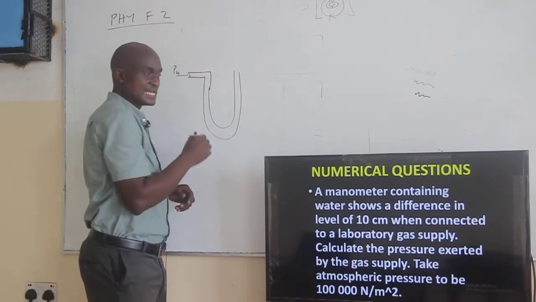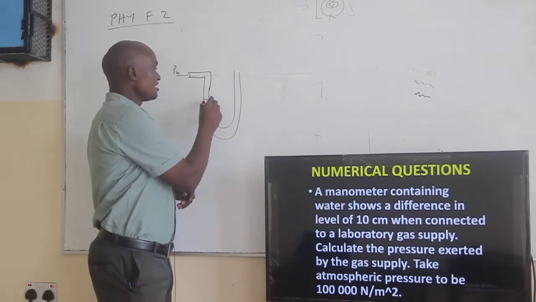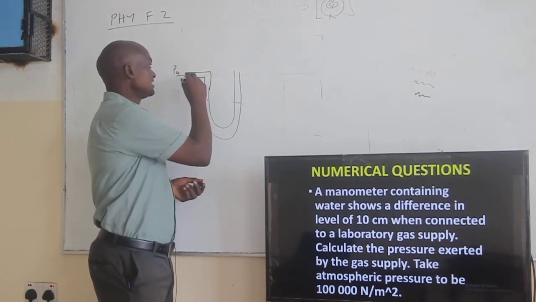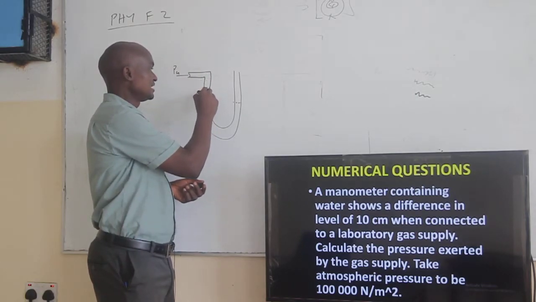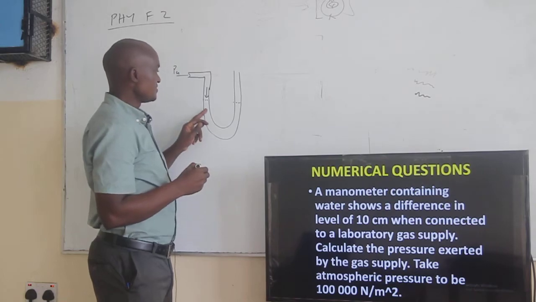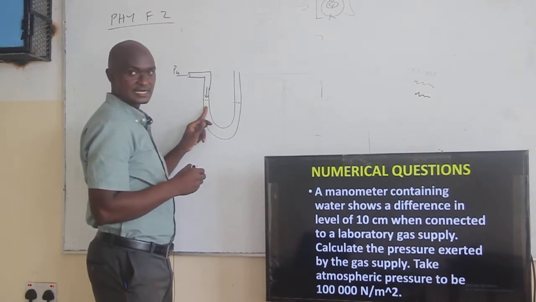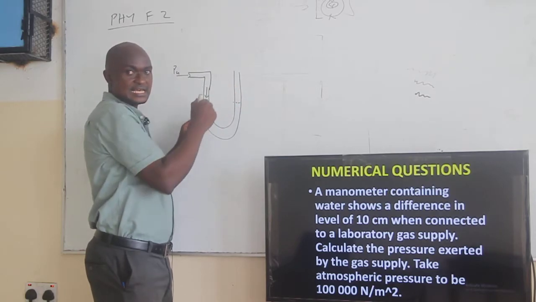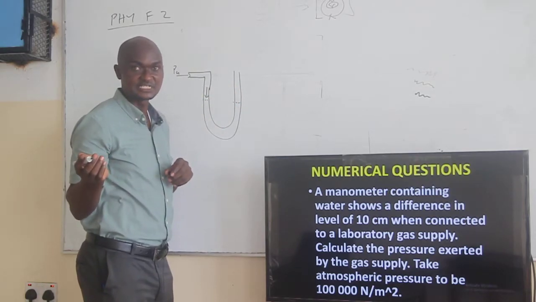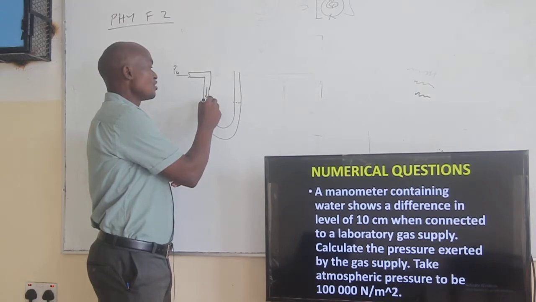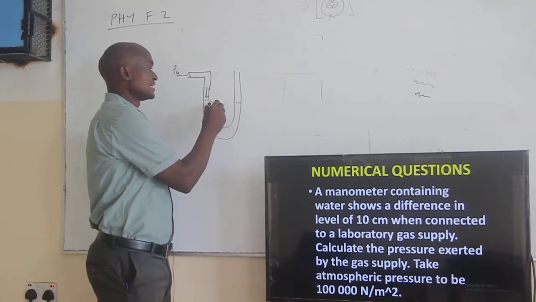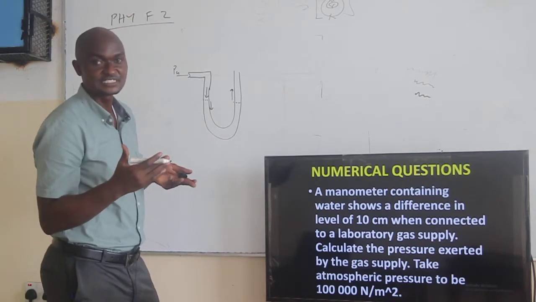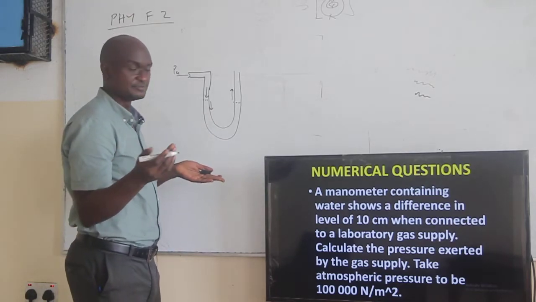Gas is coming in. The liquid level is initially at the same point. Then, because this gas is coming in and exerting pressure at this point, the level here will be slightly lower, while the level here will be forced to rise slightly. If the difference is 10 centimeters, like the question is saying, the level here will be lowered by 5 centimeters, while the level here will rise by 5 centimeters, so that eventually the difference is 10 centimeters.